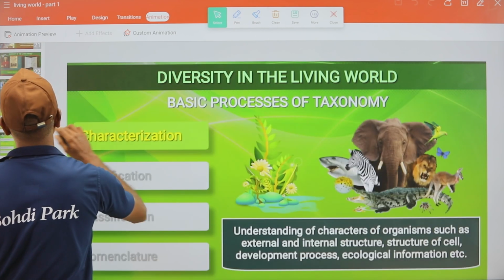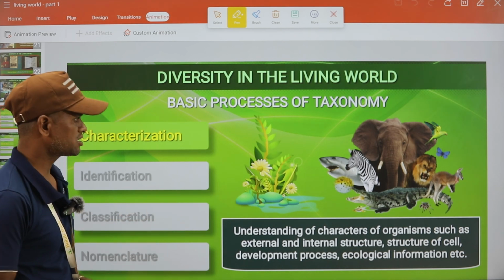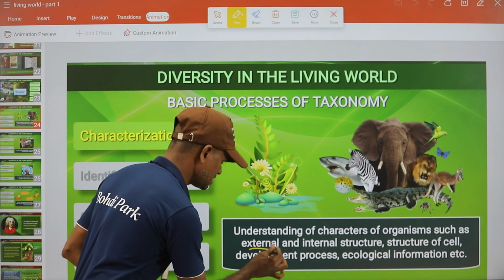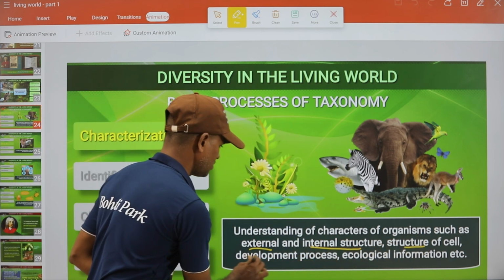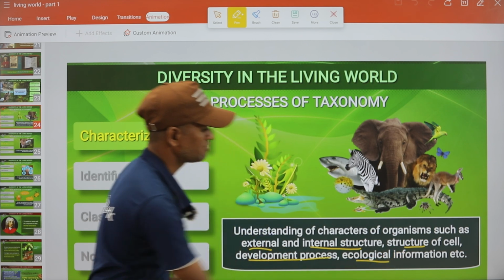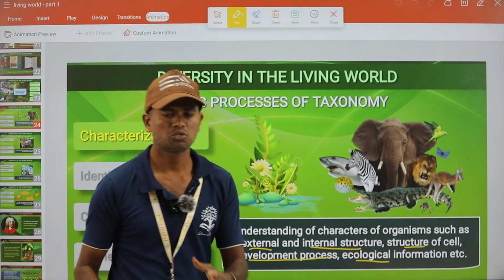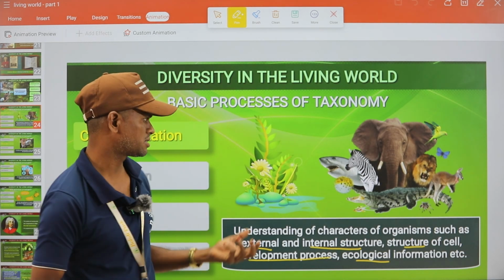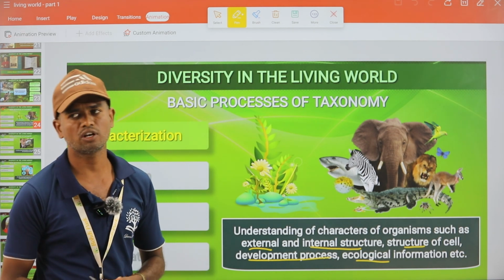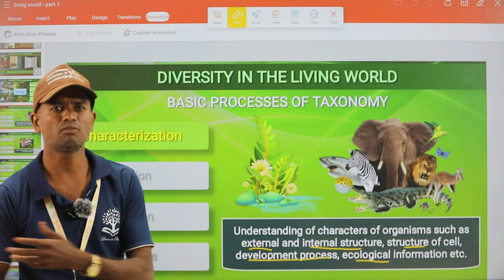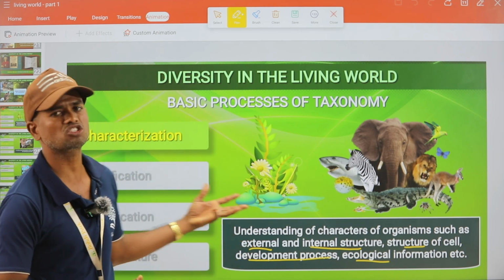So next, characterization. The first one is characterization, right? It is understanding the characters of organisms, such as external and internal structures, structure of the cell, development process, ecological information, etc. So what are the external characters? If you take plants, external characters include whether the leaf has parallel venation or reticulate venation, and whether the plant is flowering or non-flowering, that is, angiosperms or bryophytes, whatever it may be.